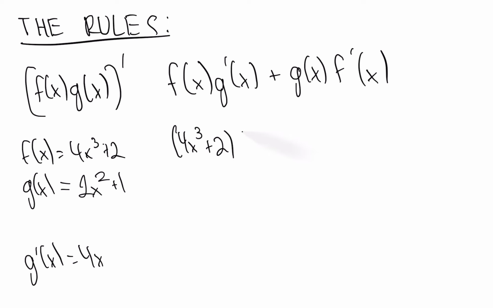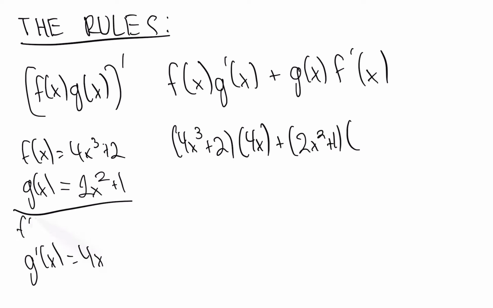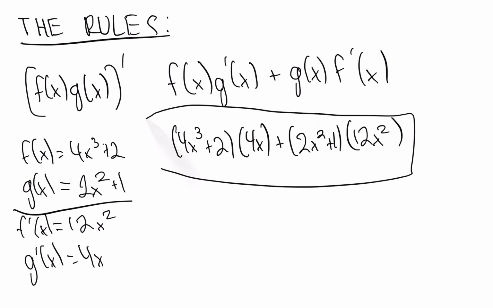So you multiply that by 4x, and then you add this g of x, so 2x squared plus 1, and multiply it by f prime of x. And f prime of x is equal to 12x squared. Right? And this is really it. This will be your differentiation of this product rule. This is all product rule really is.